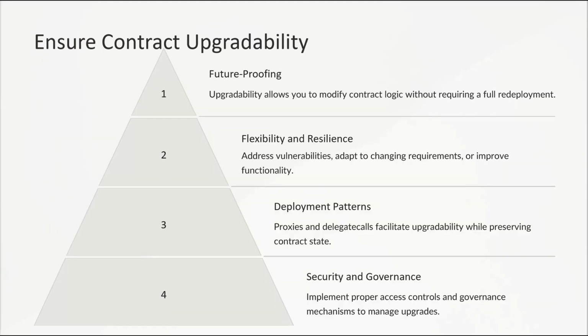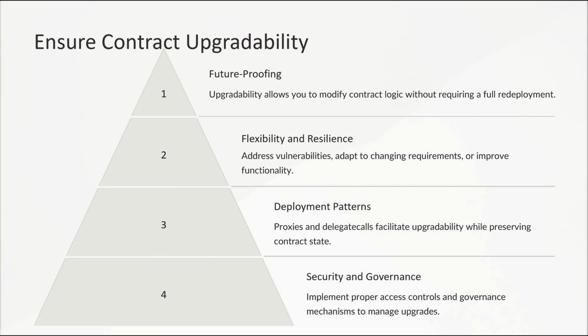Ensuring upgradability. Upgradability in smart contracts allows you to modify contract logic without requiring a full redeployment. This capability is crucial for addressing vulnerabilities, adapting to changing requirements, or improving functionality. Proxies and delegate calls are common methods to facilitate upgradability while preserving contract state.